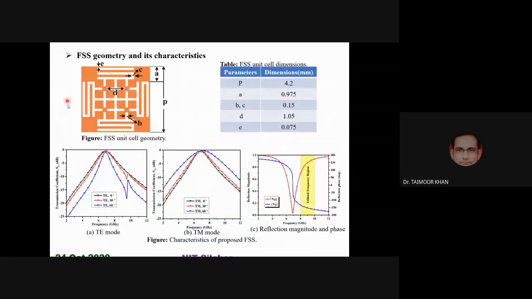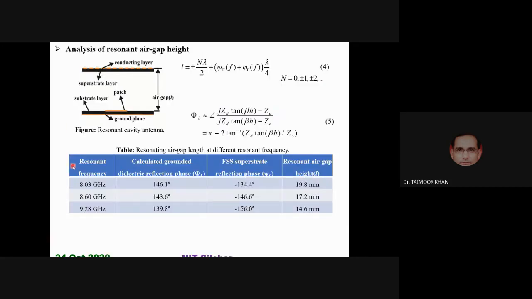Now the EBG unit cell, basically a single unit cell that we have picked up, and its optimized dimensions are here. Its performance need not be discussed in detail because we have already covered the analysis of the EBG units. This is the antenna geometry, and above it we have loaded an FSS superstate above the ground plane, and this air gap is optimized according to a mathematical formulation available in the existing literature. In the three cases we get three different optimized air gap values: 19.8 in the first case, 17.2 in the second, and 14.6 in the third. Then you can observe the reflection phase here, and the calculated dielectric reflection phase is this one.